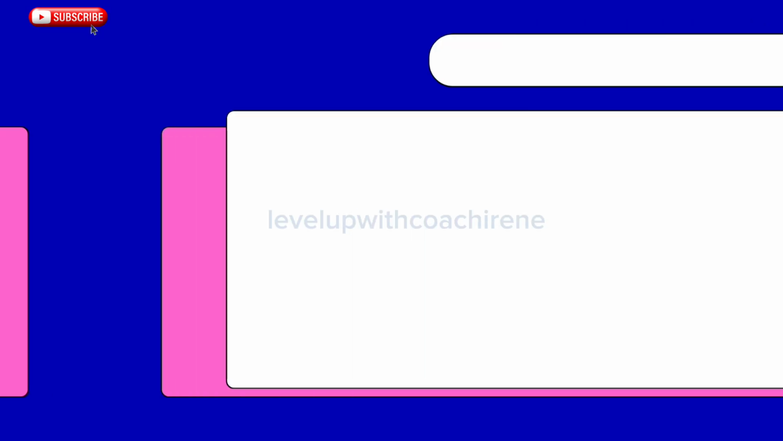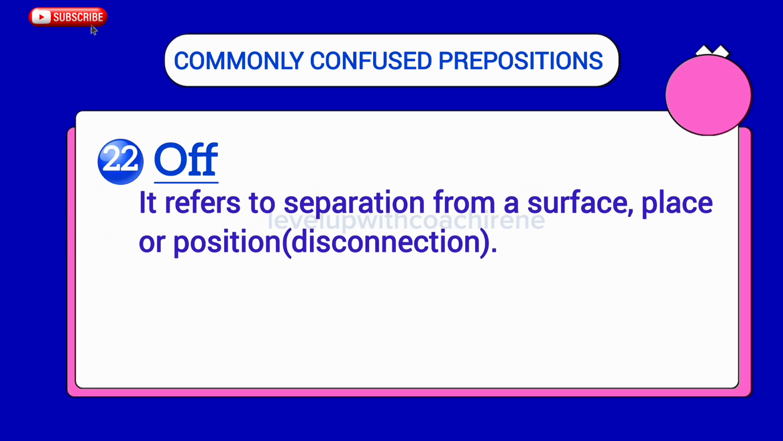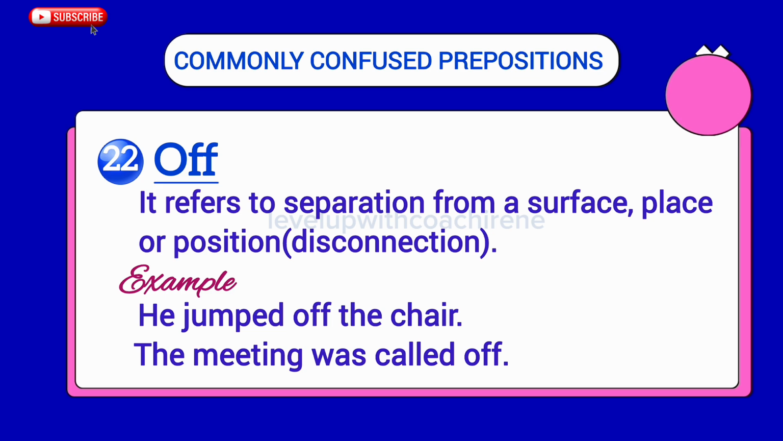Let us look at another pair, off and of. Note, they are both prepositions. However, this time around, they are very different. They have different meanings and uses. Off refers to separation or removal from a surface, place, or position. It describes disconnection. It often means movement away from something. Example, he jumped off the chair. The meeting was called off.